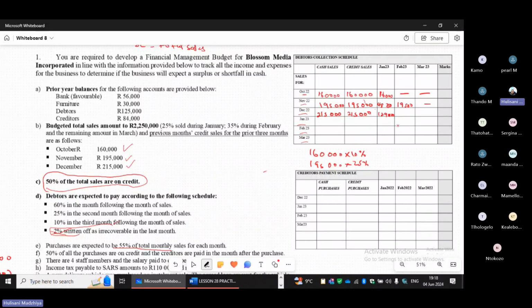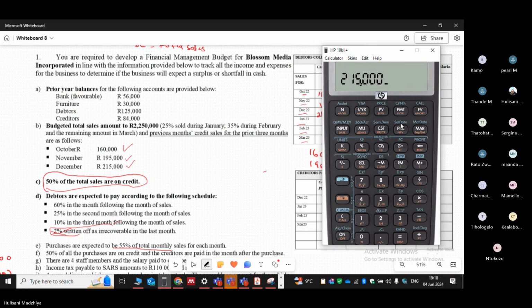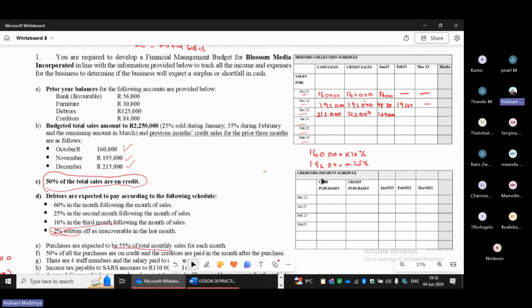After the 129,000, we then collect 25% in the month after the month of sales. That's 53,750. And then 10% of this will actually be 21,500. Because on this month you have collected everything, you come to the scenario: are we collecting within the same month? Here the scenario says 60% in the month following the month of sales.